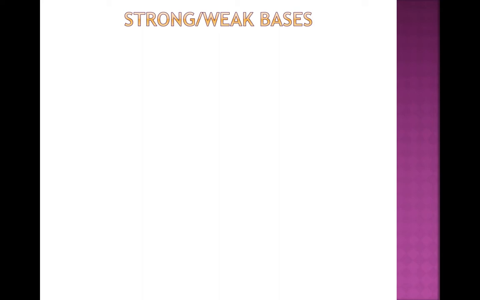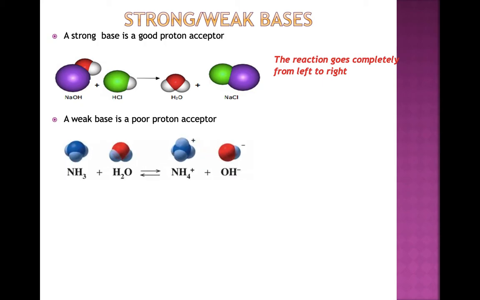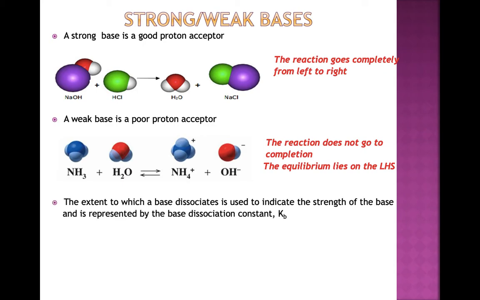Great. So in terms of bases then, you will have learned that a strong base is a good proton acceptor if you go back to your definitions in the first chapter on acids and bases. There's an example of sodium hydroxide, and the reaction goes completely from left to right. So there's full dissociation there. A weak base then is a poor proton acceptor, and an example of that might be your ammonia, which dissociates only slightly and doesn't have a great tendency to go to the right-hand side of that equilibrium. So that reaction does not go to completion. The equilibrium lies mainly towards the left-hand side.